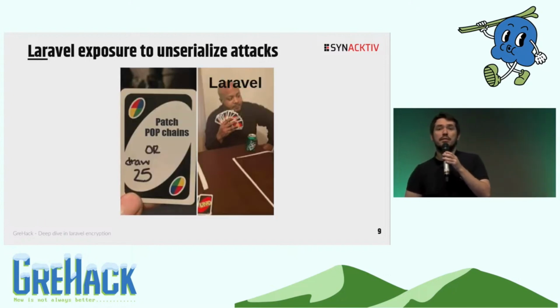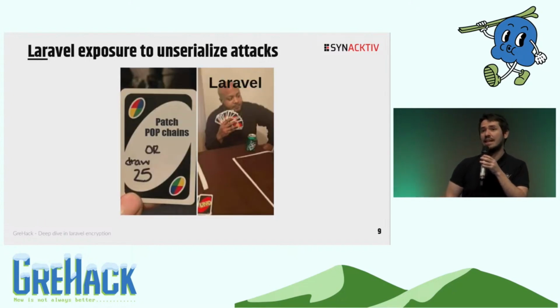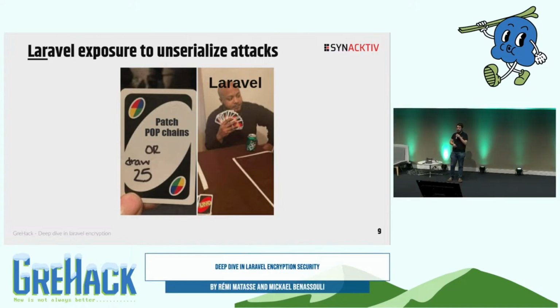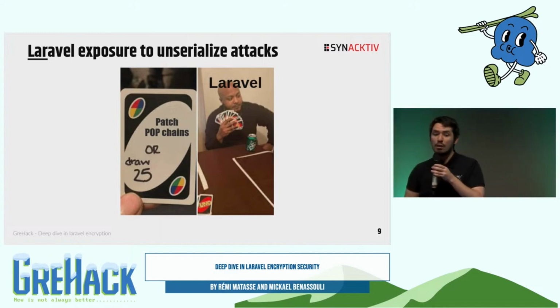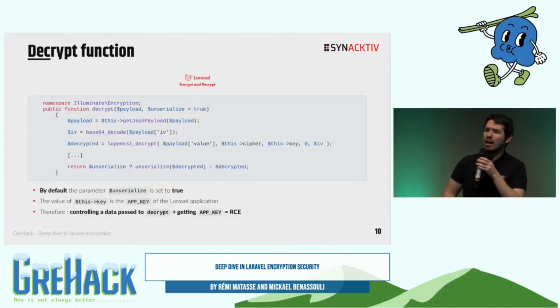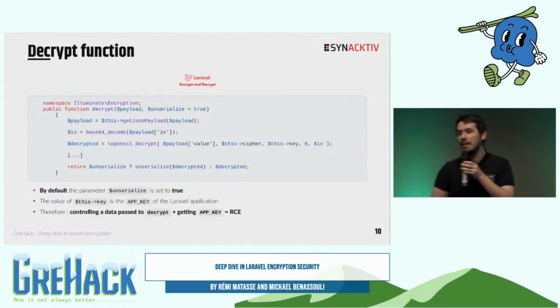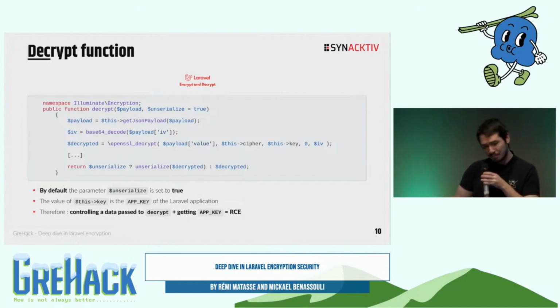Laravel does not patch the pop chains. They just keep them as they are. We asked them a few times to patch them. They won't. So don't work with unserialize on Laravel applications. But you know, anyway, Laravel core developers won't use unserialize, right? They won't use it in any function which is loaded everywhere.